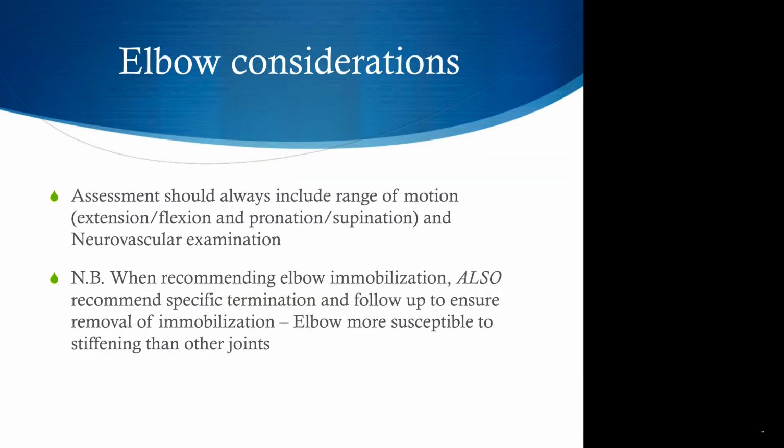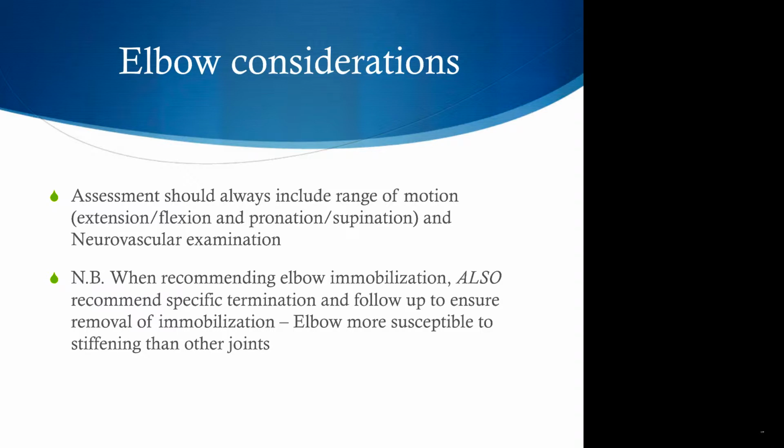A couple things to keep in mind when we're talking about either assessing the elbow or treating the elbow. Anytime you're assessing an athlete's elbow, it's very important that you include range of motion, both active and passive, to include extension, flexion, pronation, and supination to make sure that you're not missing any loss of range of motion. Snapping, plunking, or locking, as well as a neurovascular examination, because the neurovascular structures, both the arteries, the ulnar, radial, and median nerve are quite superficial. They can often get injured along with some of the more superficial tissues.